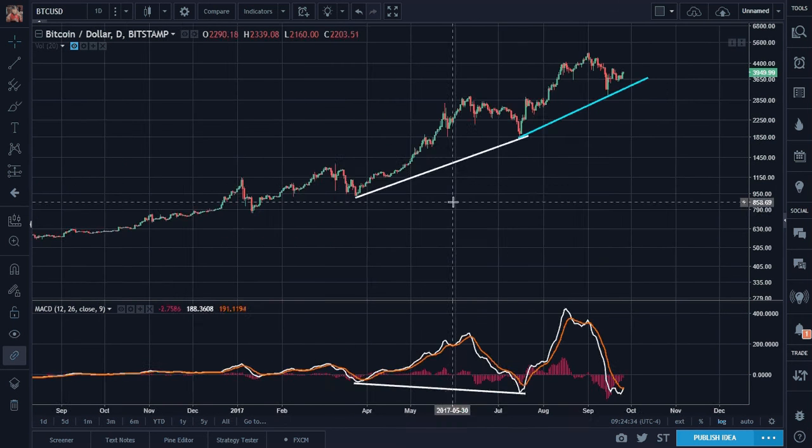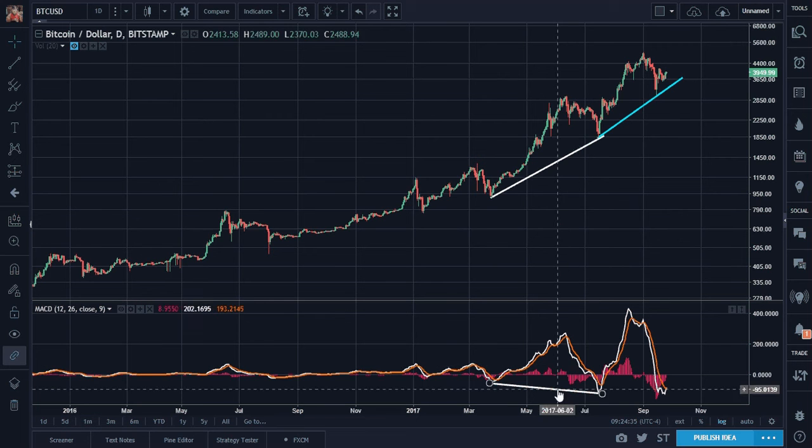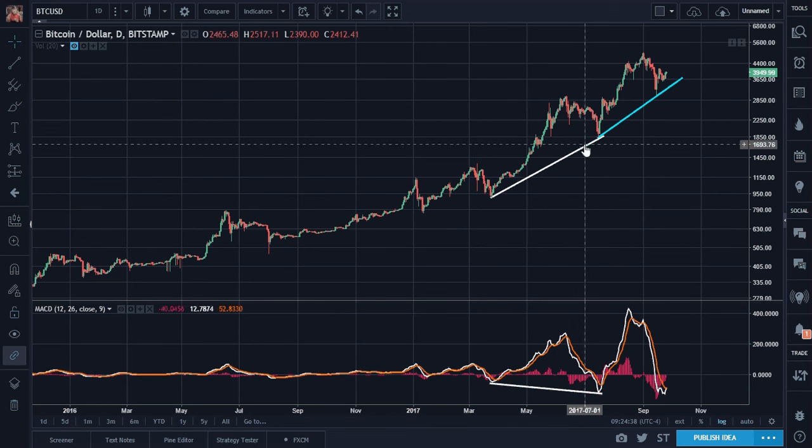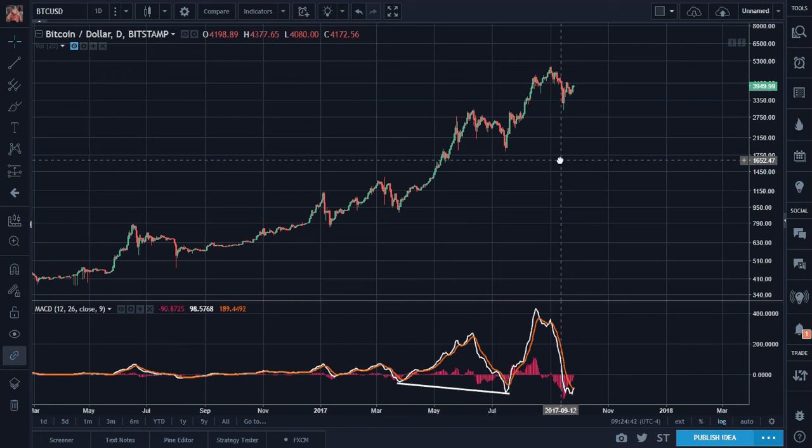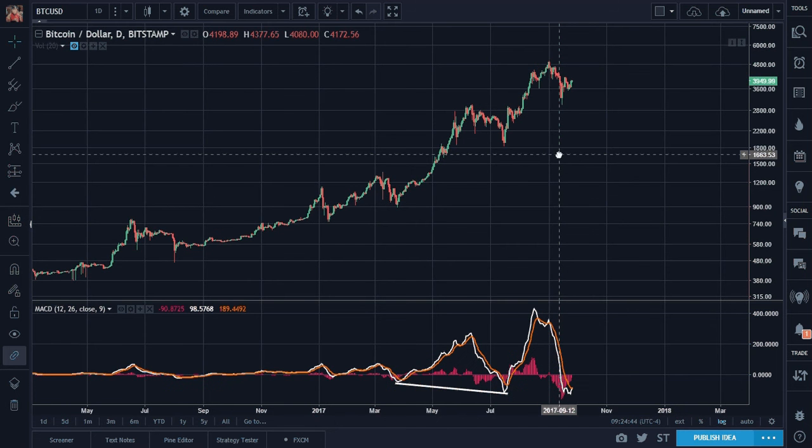Now, let's take another look at this. Get rid of the lines. So we looked at the divergence of this.